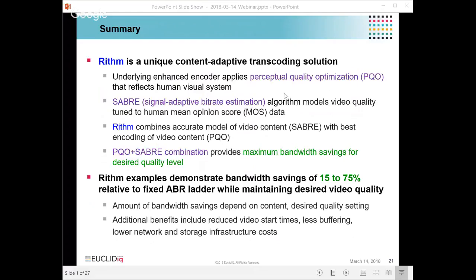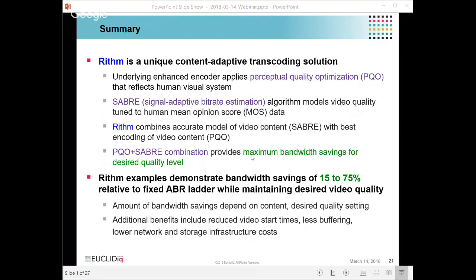Rithm's content adaptation algorithm, called SABRE, or Signal Adaptive Bitrate Estimation, models video quality tuned to human mean opinion score, or MOS data, from subjective tests, which provides the best and most accurate model of video quality. Thus, Rithm combines an accurate model of video content through SABRE with the best encoding of video content through PQO. And the PQO plus SABRE combination provides maximum bandwidth savings for a desired quality level.